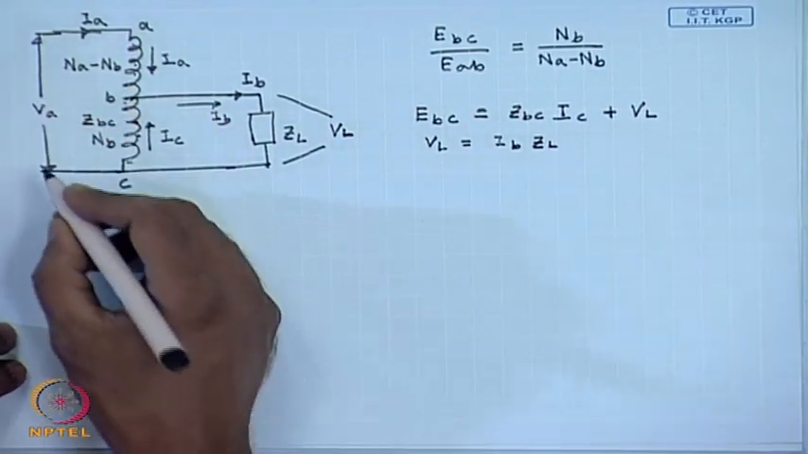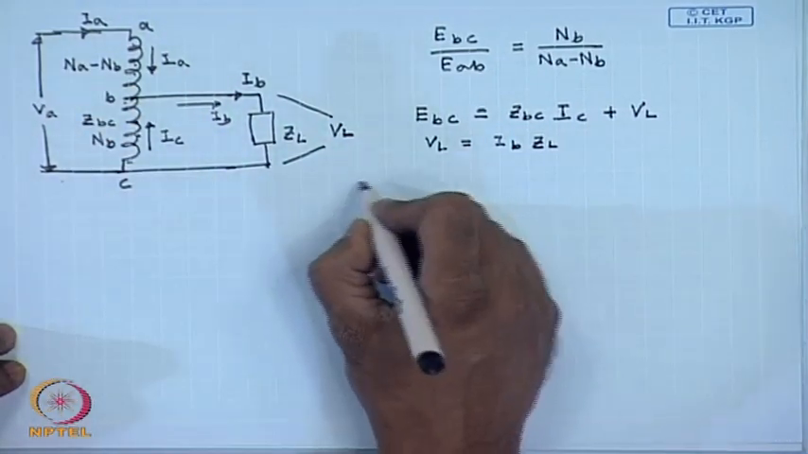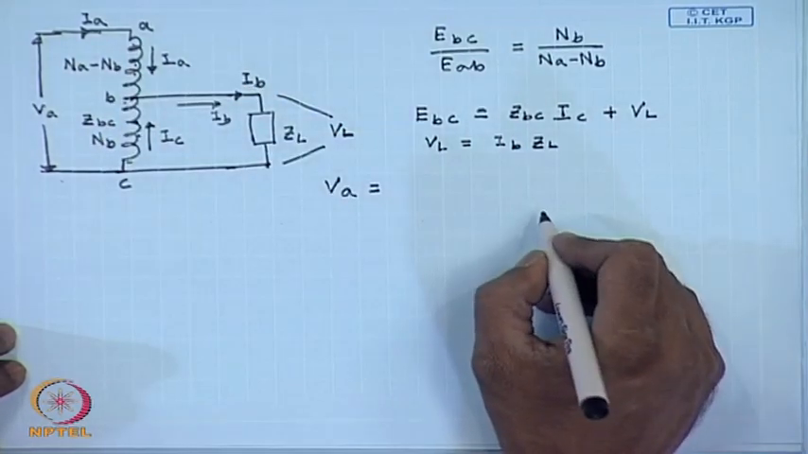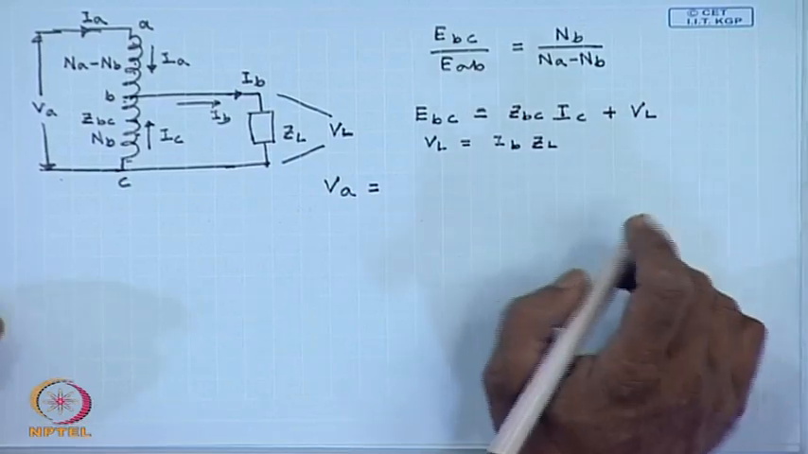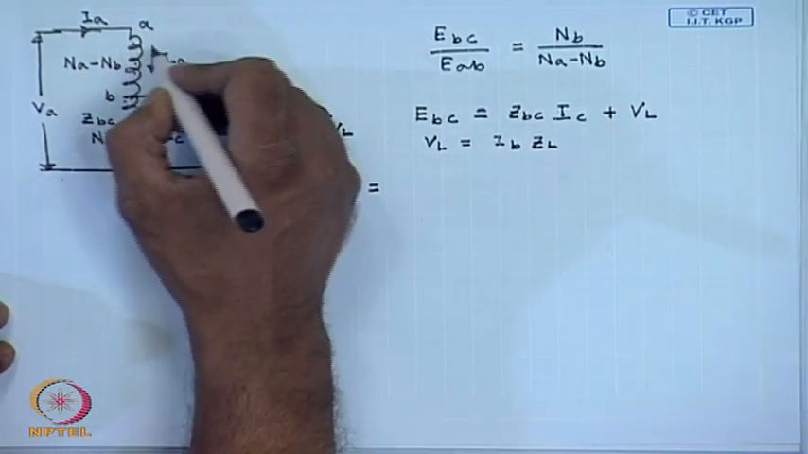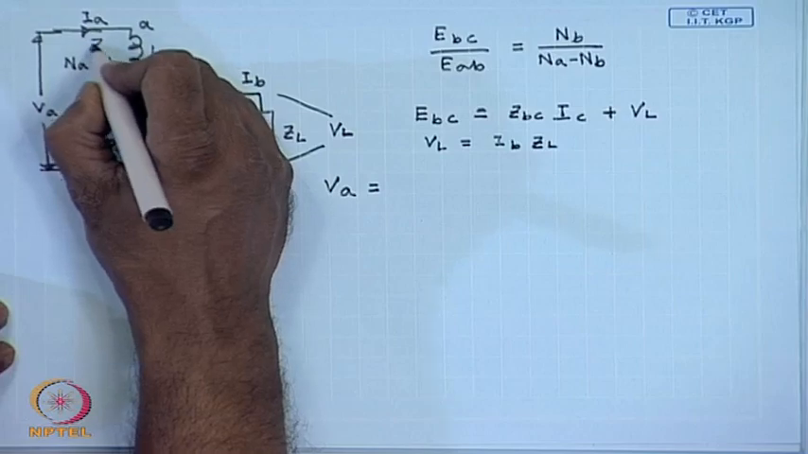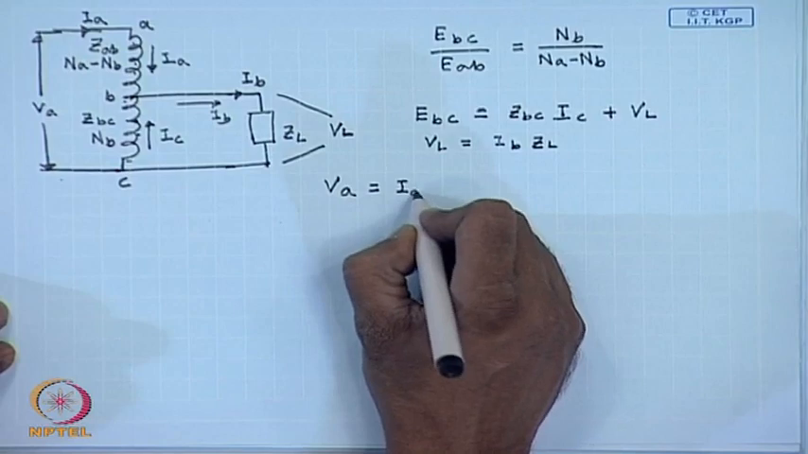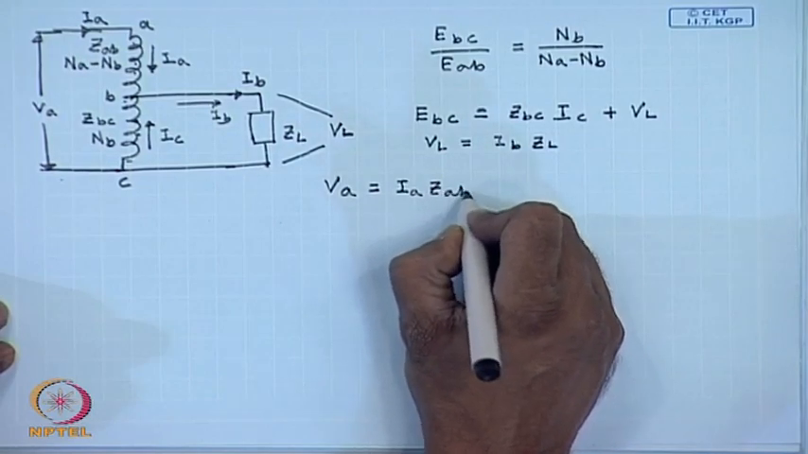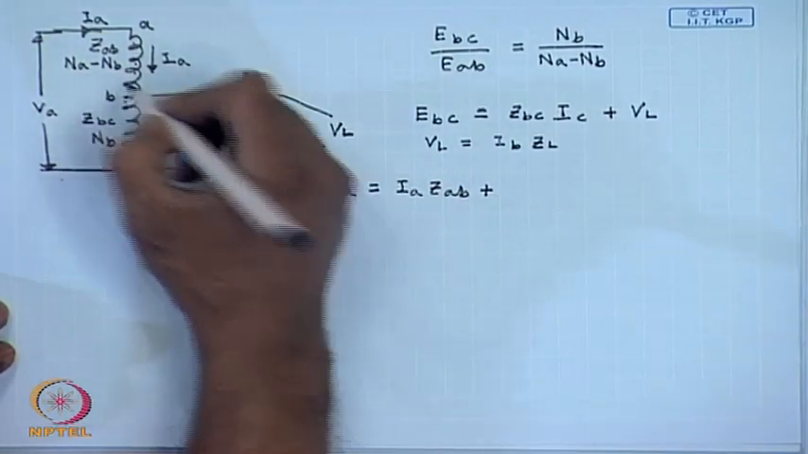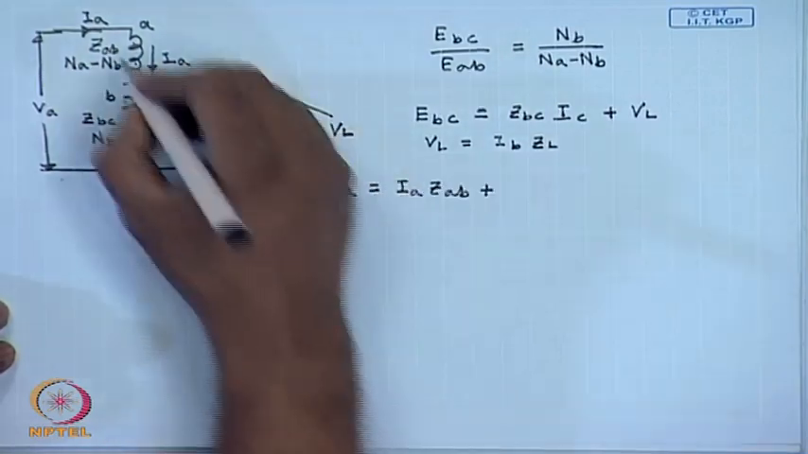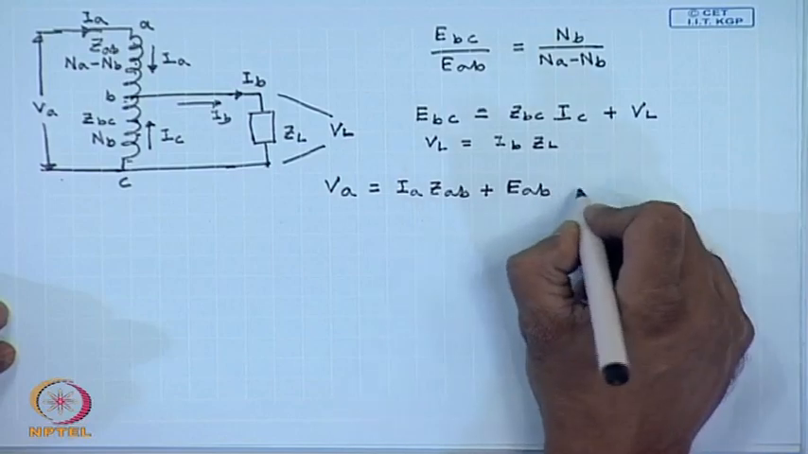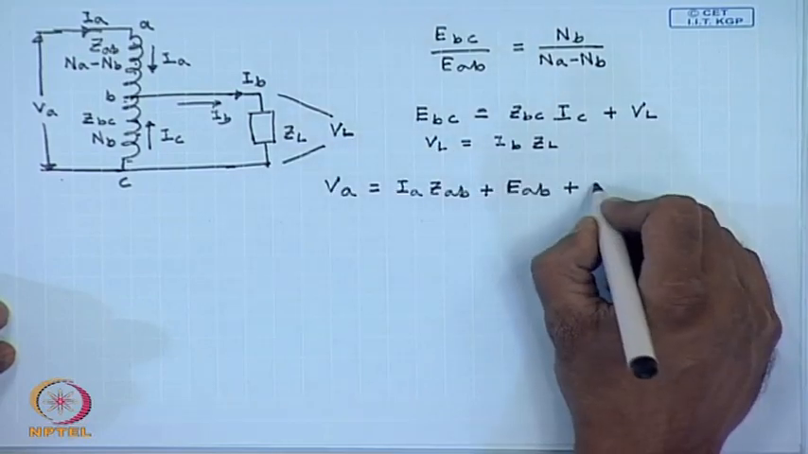Similarly, we can write the applied voltage V A to be equal to the drop across the leakage impedance of the section A B, that is I A into Z A B, plus the induced voltage in the section A B, that is E A B, plus the load voltage V L.